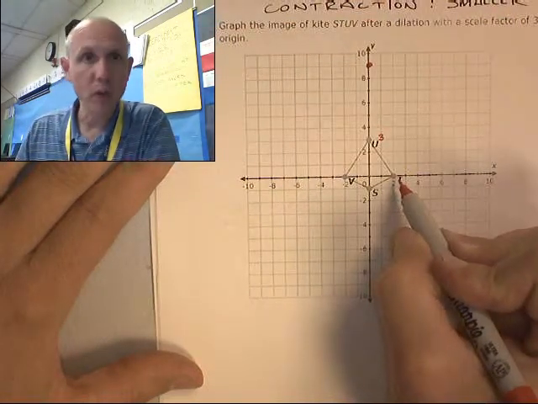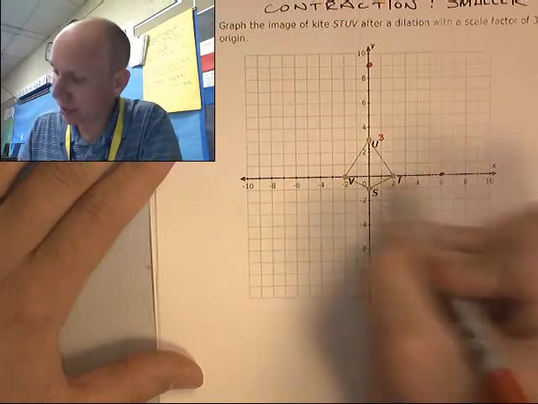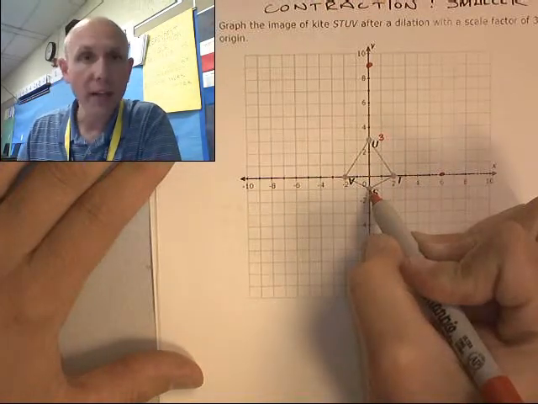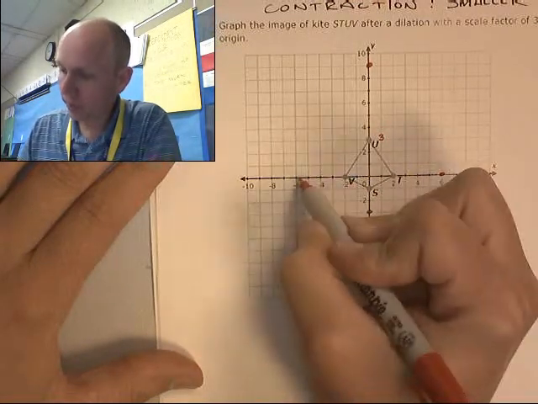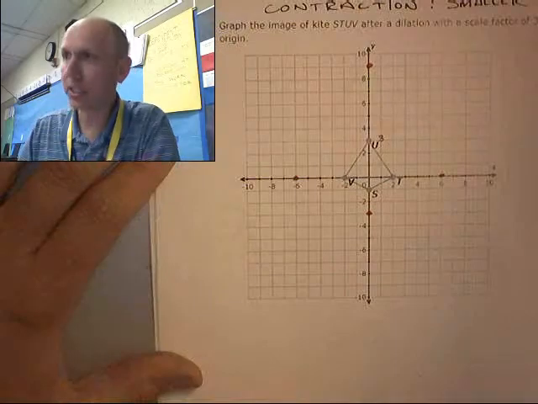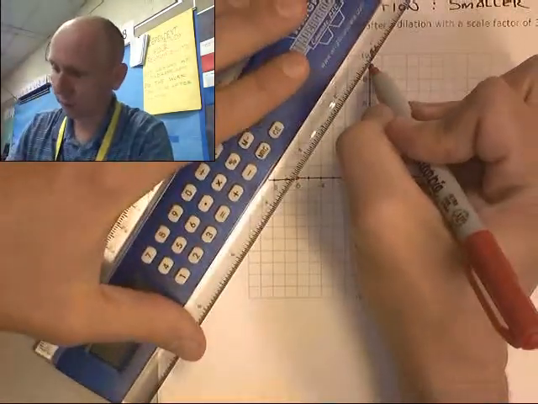This is currently at a 2. Well, what's 2 times 3? I'm making it 3 times bigger. It goes out here to 6. So that 1, negative 1 times 3 is negative 3. Negative 2 goes to a negative 6. And here's my new image.